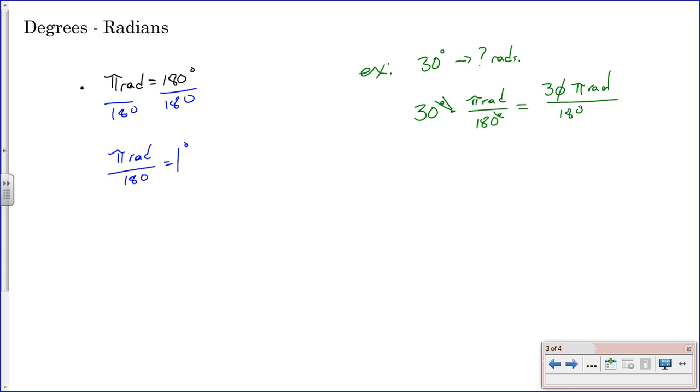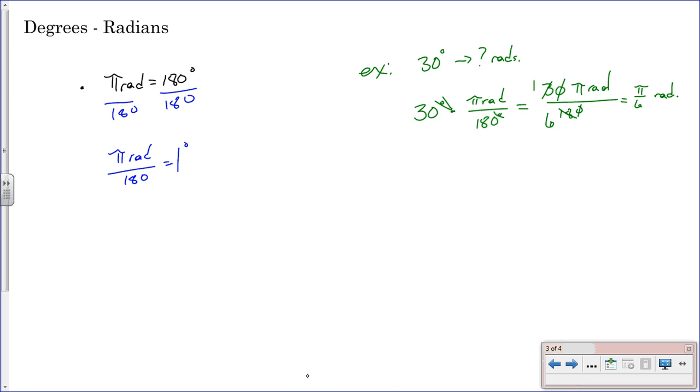Now we just have to reduce our fraction. The zeros will cancel out. 3 will go into 18 6 times. So 30 degrees, after all this cancels out, is 1 over 6 times pi radians. So it's simply pi over 6 radians.